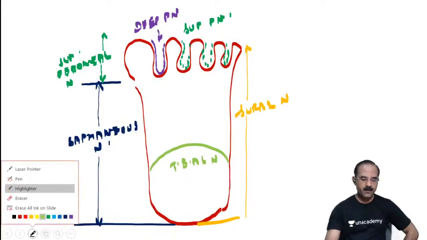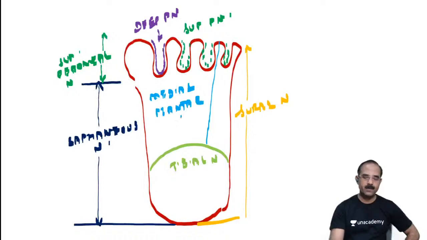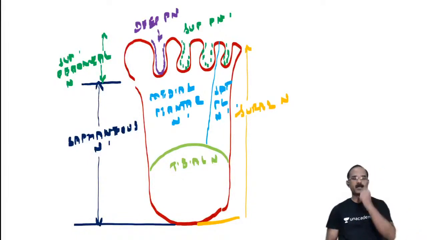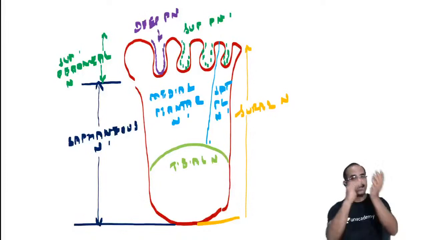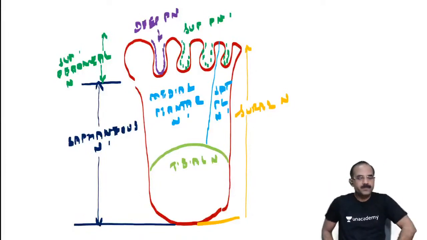And 3.5 fingers on the plantar aspect, this is supplied by whom? That's the medial plantar nerve. And 1.5 fingers are supplied by the lateral plantar nerve. Medial and lateral plantar nerve. Both medial and lateral plantar nerves are branches of the tibial nerve.